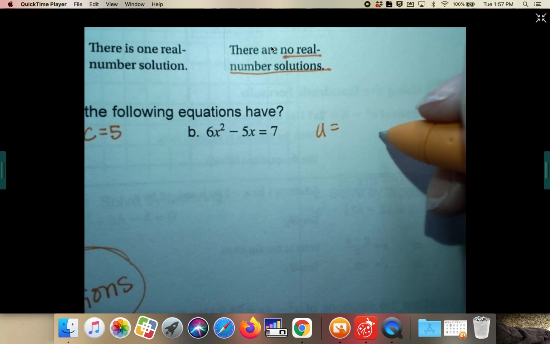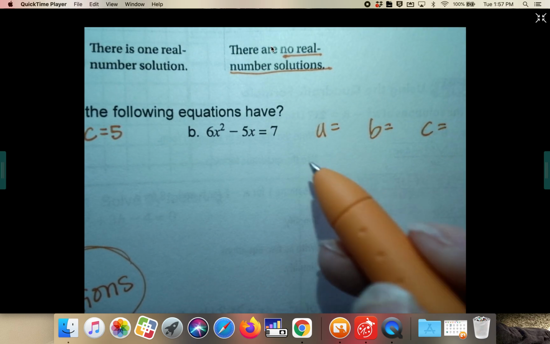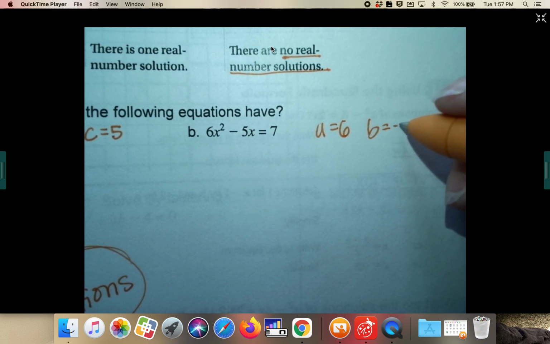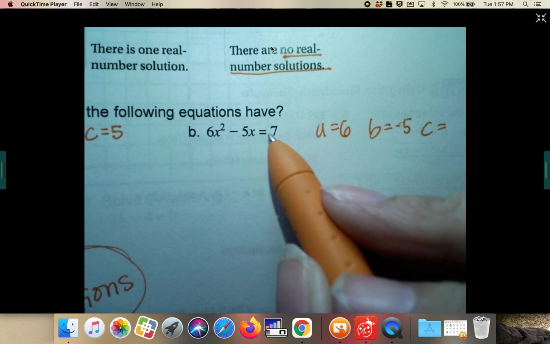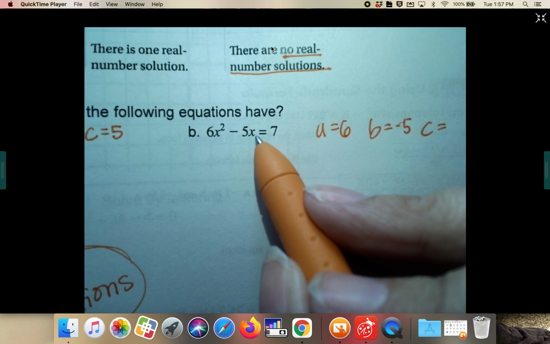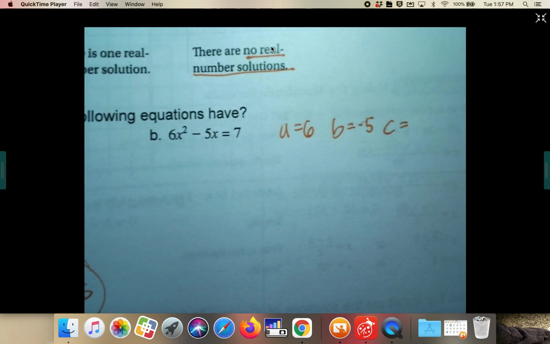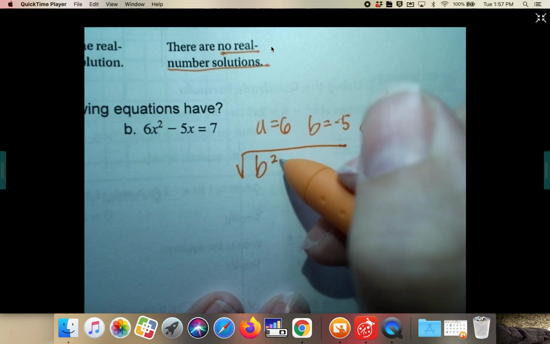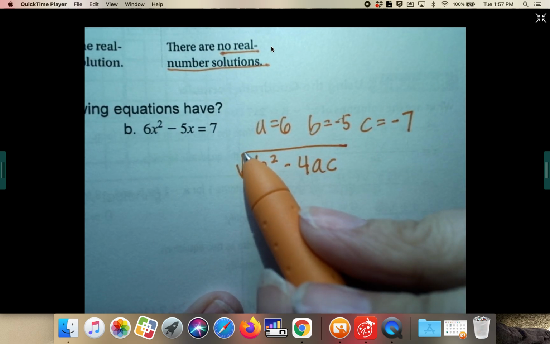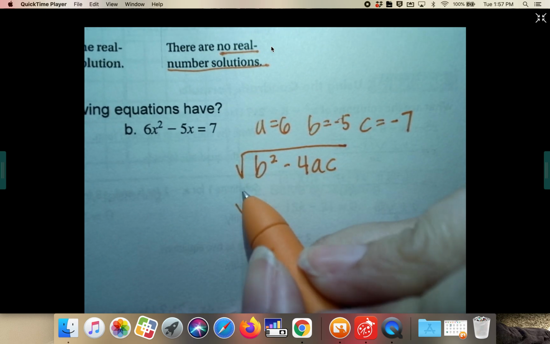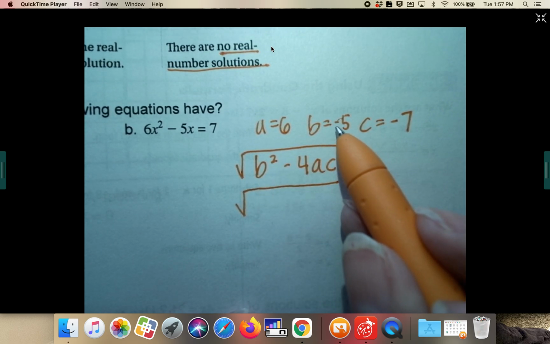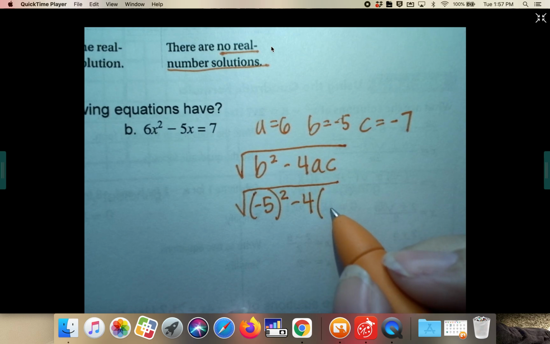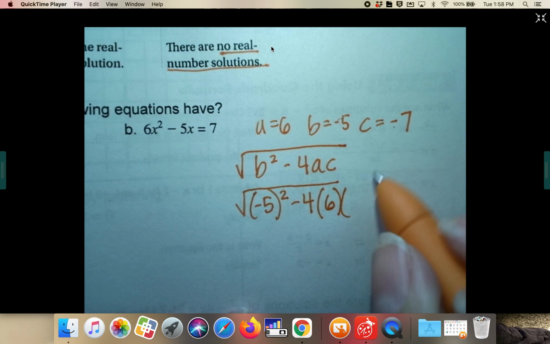So my A is, my B is, my C is. A is going to be 6. B is going to be -5. C, once I move it, you have to move it. It has to be equal to 0 first. It's going to be -7 because I have to subtract 7 to get it to move to the other side. So we're going to write the discriminant, the square root of b squared minus 4ac, and then we're just going to start filling numbers in. B is -5, so that means -5 squared minus 4 times a, which is 6, times c, which is -7.